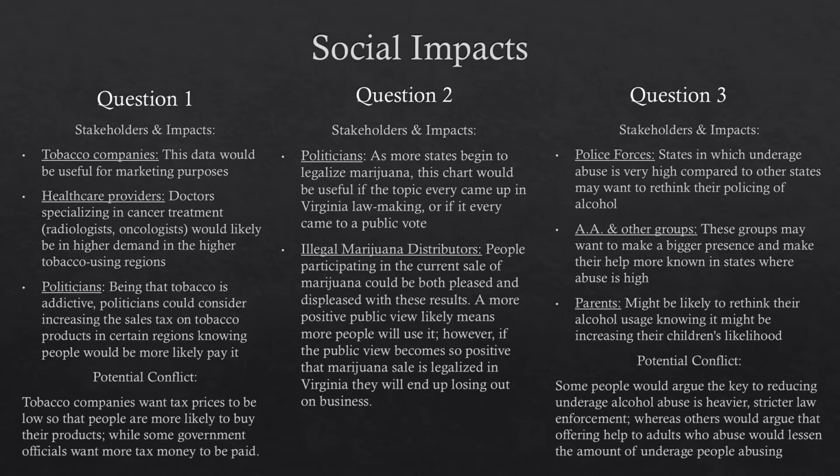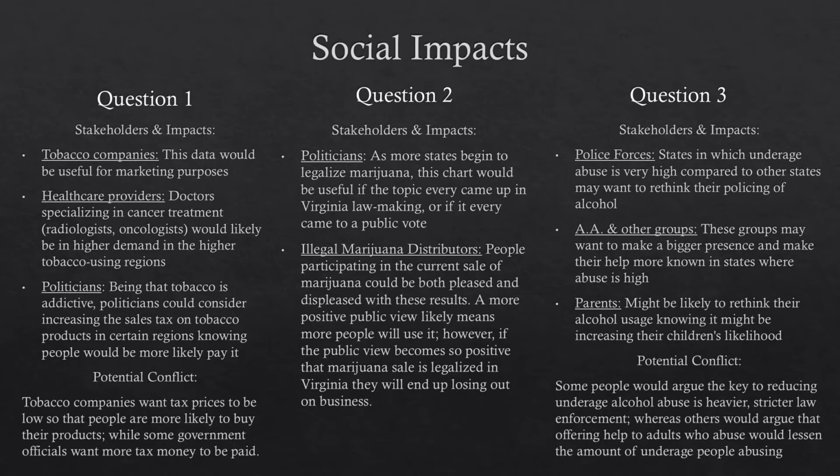One potential conflict that could arise with this question is that tobacco companies want tax prices to be low so that people are more likely to buy their products, while some government officials want more tax money to be paid on these products. With question 2, politicians are a stakeholder, and their impact is that as more states begin to legalize marijuana, this chart would be useful if the topic ever came up in Virginia lawmaking or if it ever came to a public vote.